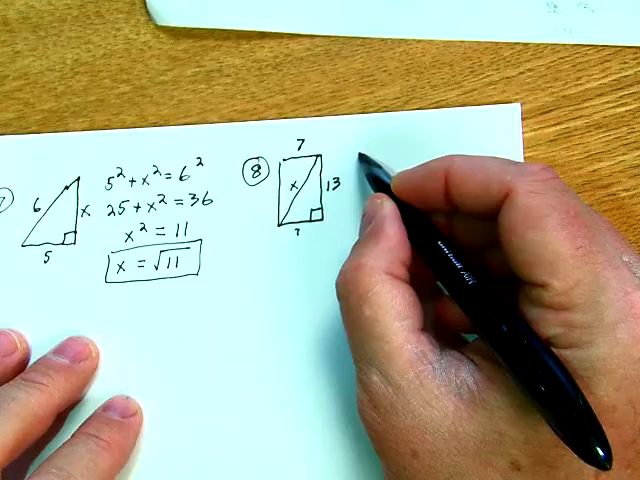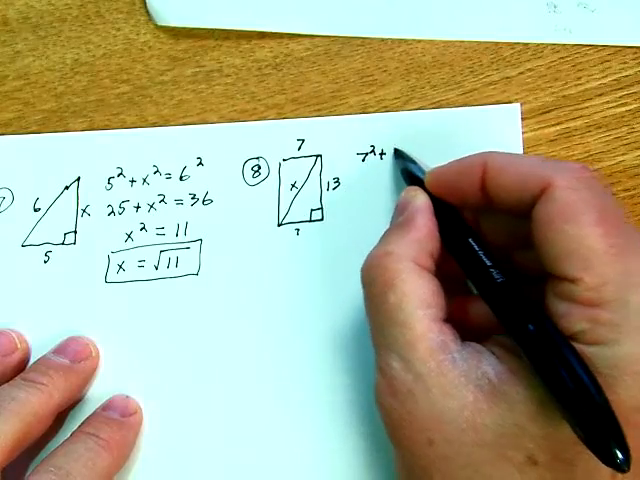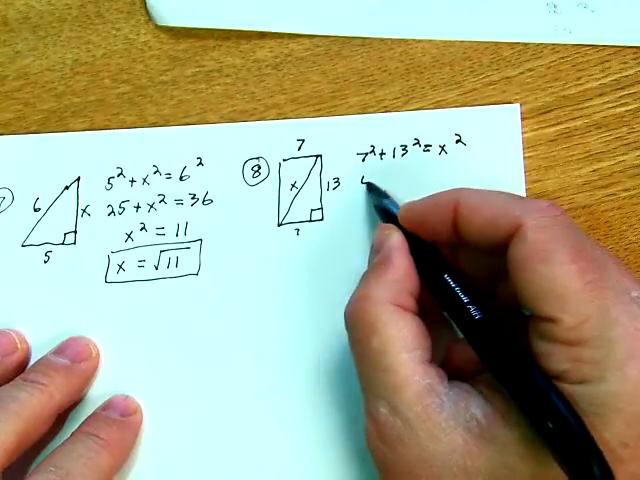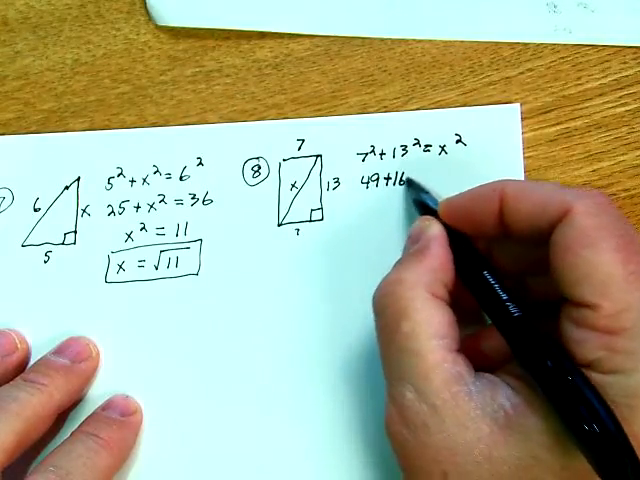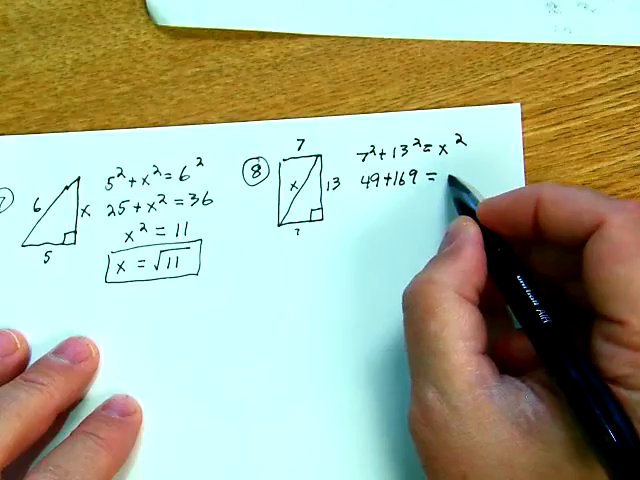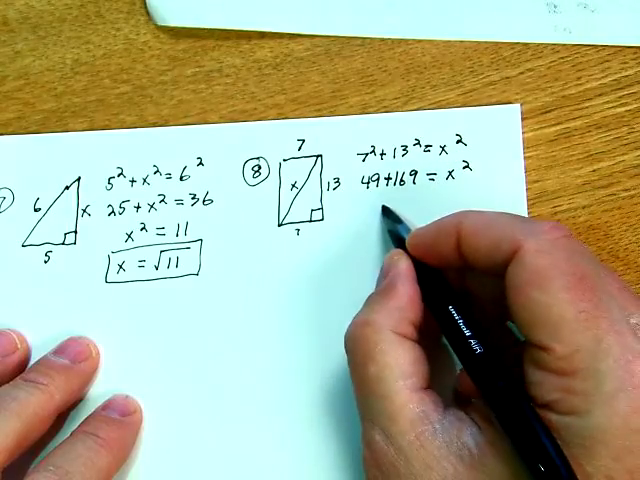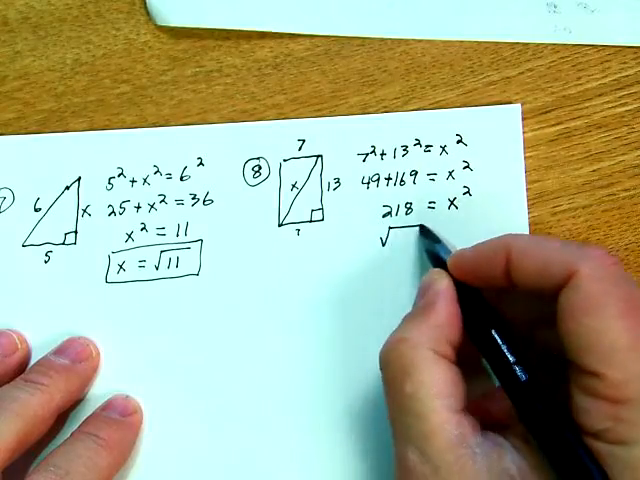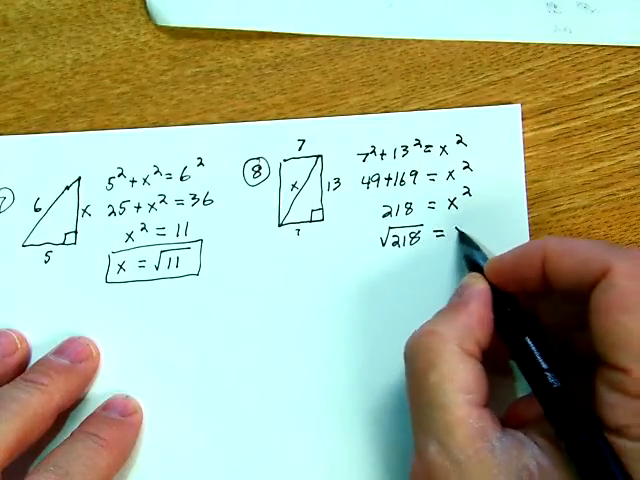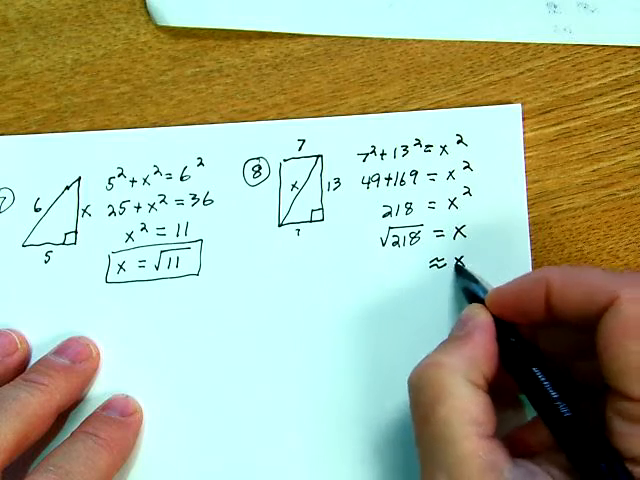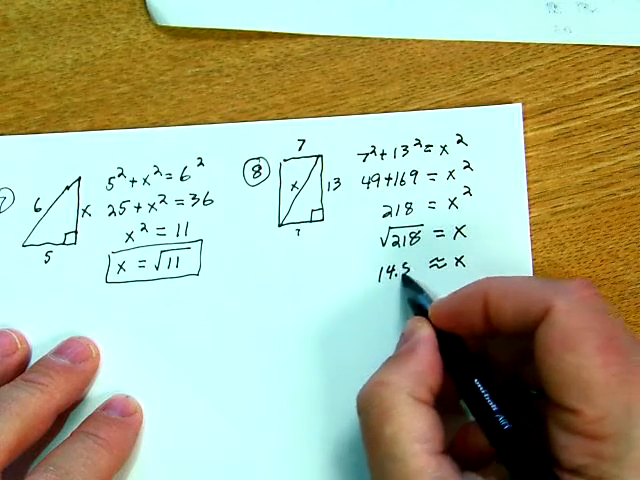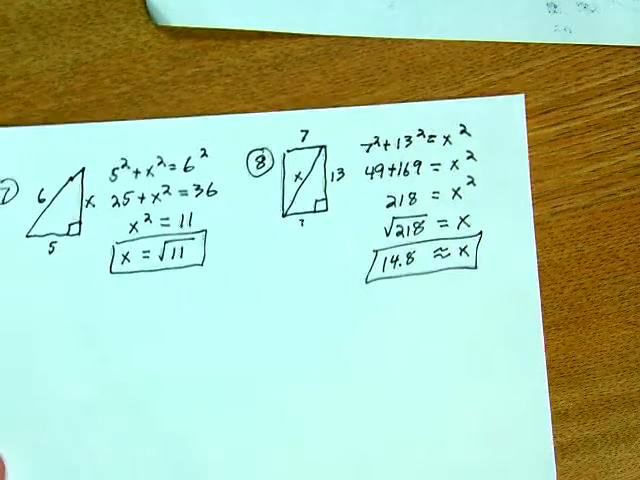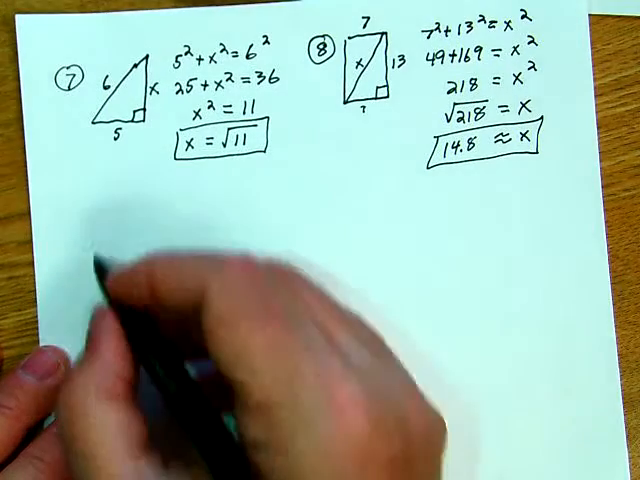And then you can say 7 squared plus 13 squared is equal to x squared. And then you get 49 plus 169 is equal to x squared. 218 is equal to x squared. x is the square root of 218. And I did punch that into my calculator, and the square root of that is 14.8.